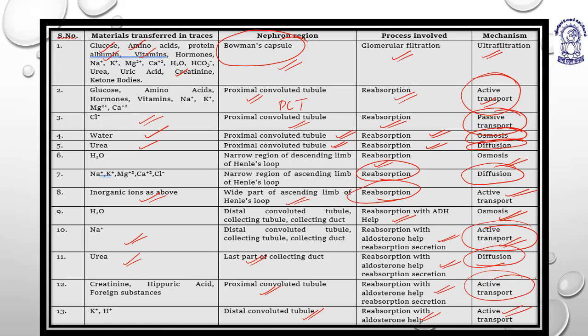Ammonia is not mentioned here. Ammonia is also secreted at the level of the distal convoluted tubule, with the help of aldosterone, by diffusion. So ammonia, distal convoluted tubule, it also helps in the reabsorption and secretion with the help of aldosterone.